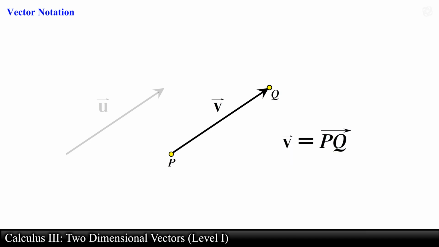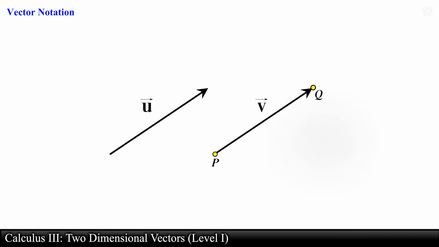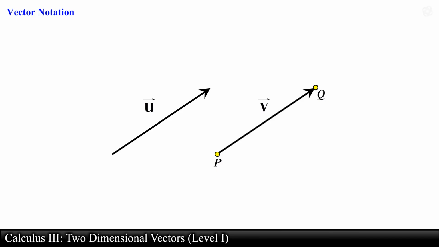If we wanted to denote that two vectors are equivalent or equal, all we need to do is place an equal sign between the two symbols as follows. Vector v equals vector u.